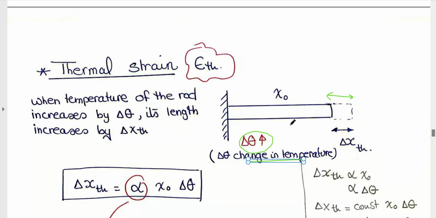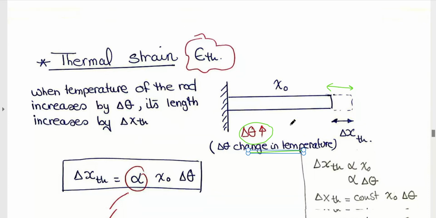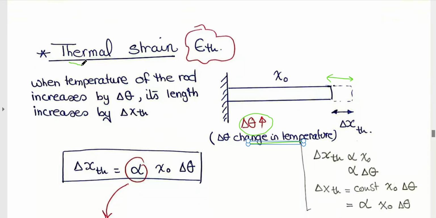This deformation is a kind of strain. So we define what is called thermal strain. Thermal strain is deformation happening to the rod not due to mechanical force but due to increase in temperature or change in temperature.